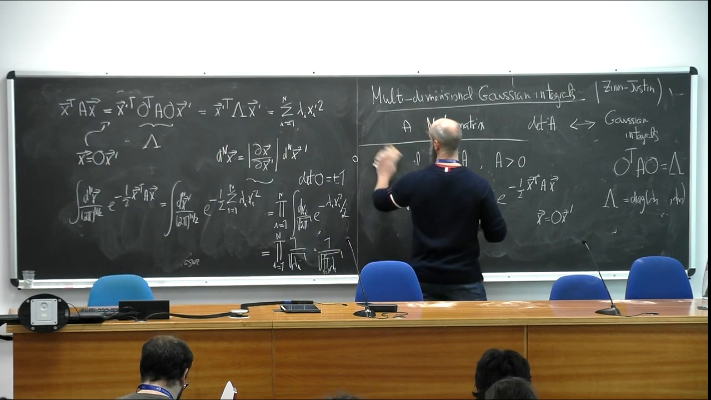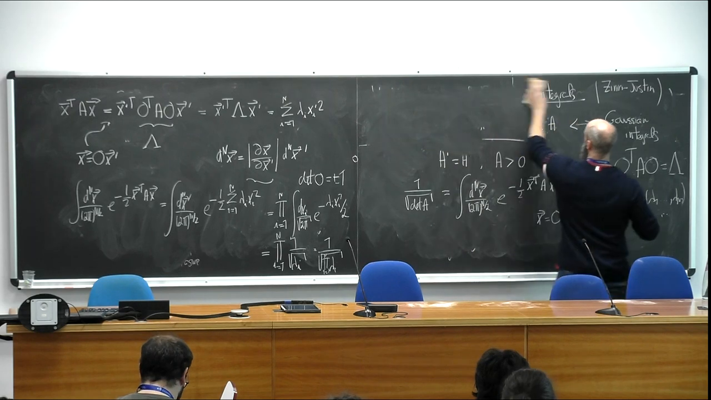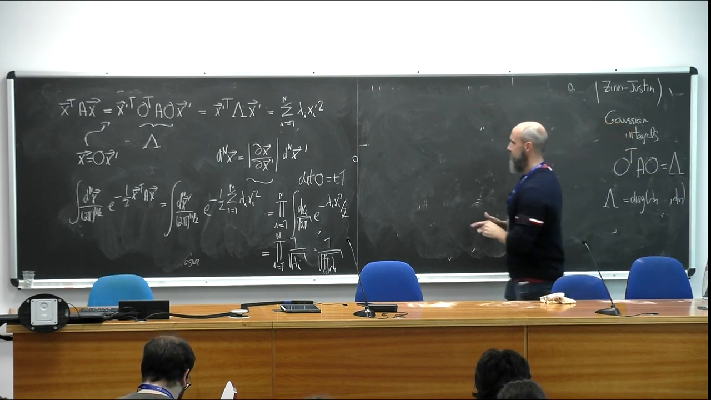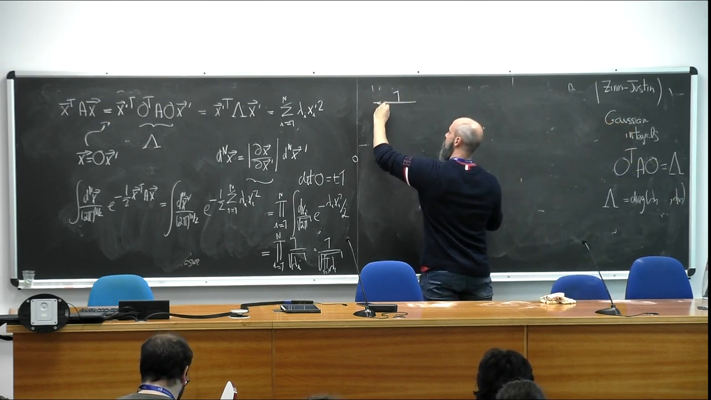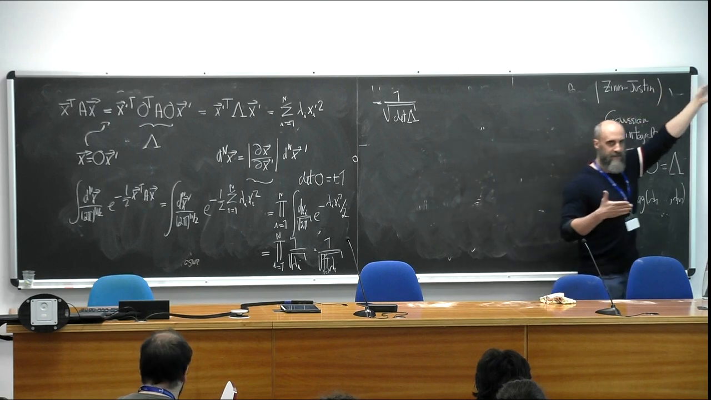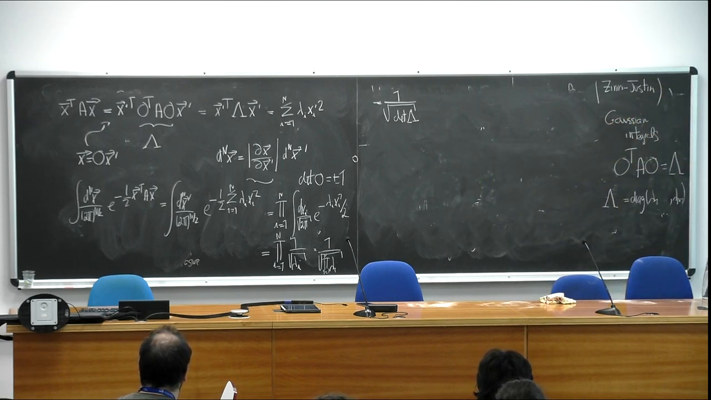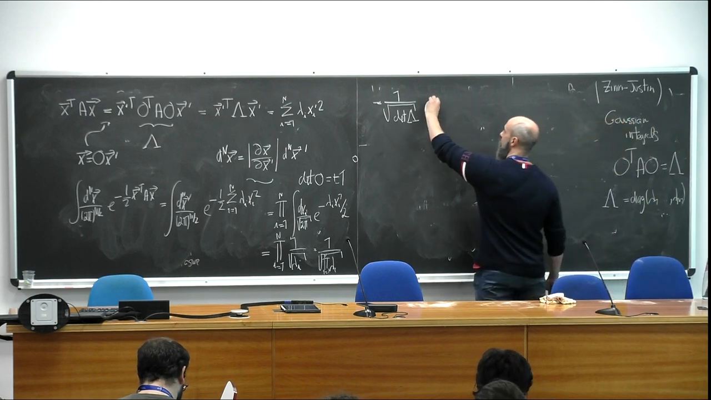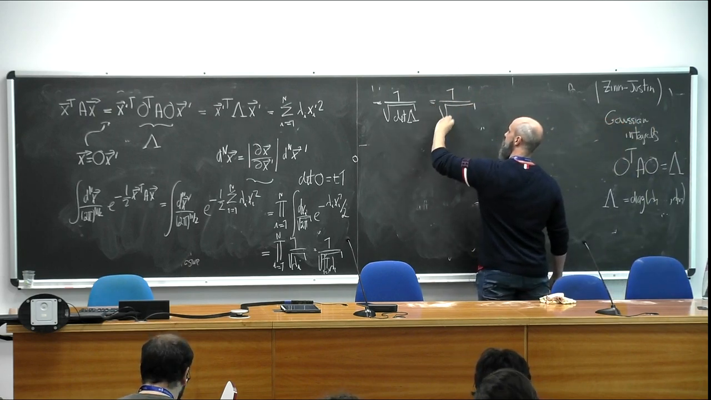So one more step. I'm being very explicit with the steps, just for those of you who have not seen this. So let me continue here. This is equal to 1 divided by the square root of the determinant of lambda, because lambda is a diagonal matrix, and the determinant is simply the product of the elements of the diagonal. And now the determinant of lambda is equal to the determinant of A, because the determinant of a matrix is one of the invariants of a matrix. It doesn't change by a similarity transformation, and this is a similarity transformation. So therefore, this is equal to 1 over the square root of the determinant of A.